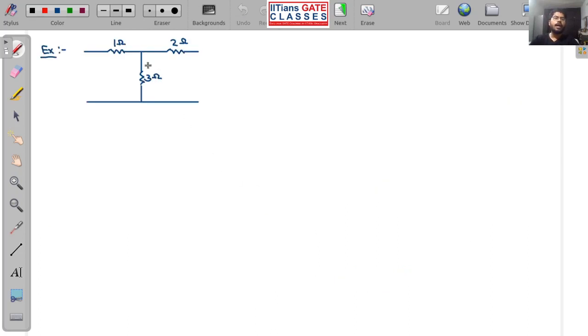Now suppose I have been given a T network like this. Okay, this is my T network. So first what I will do, I will calculate its Z matrix. So what is my Z matrix for this one? You might be getting, it is what? 1 plus 3, 4, 3, 3 and 5. So this is my Z matrix.